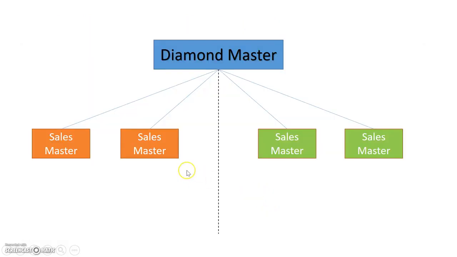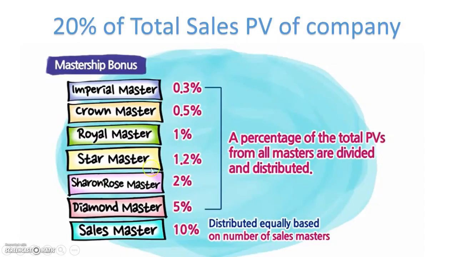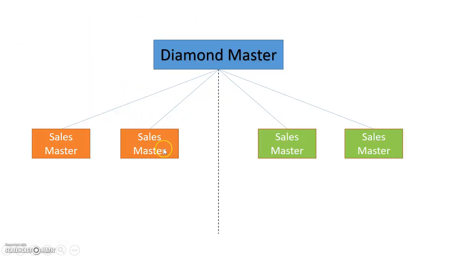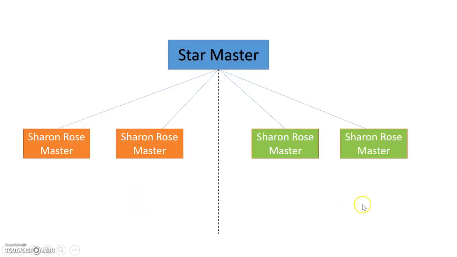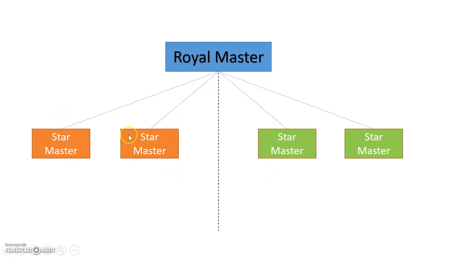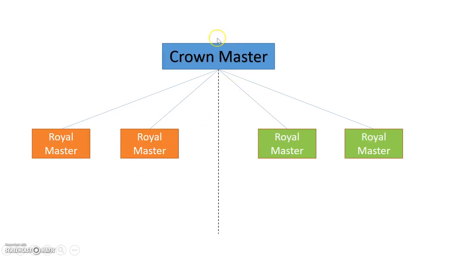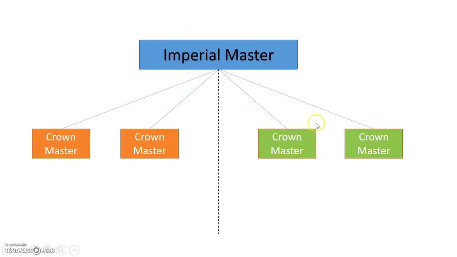In order for you to be promoted, like what you see here, there's Diamond Master, Sharon Rose, Star, Royal, Crown, and Imperial. In order for me to be promoted, I need to develop 2 sales masters on my left, on my right. For me to be promoted as Sharon Rose, 2 Diamond Masters on my left, on my right, and it goes on. Star Master, 2 Sharon Rose on my left, on my right. Royal Master, 2 Star Masters on my left, on my right. Crown Master, 2 Royal Masters on my left, on my right, and Imperial Master, the highest level, 2 Crown Masters on my left, on my right.